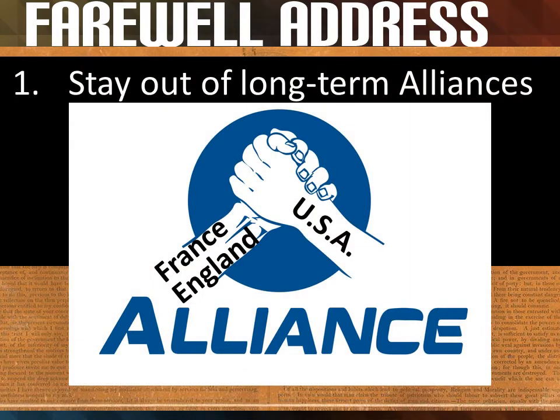Number one, stay out of long-term alliances with other countries. So this is like alliances when you say, okay, we got your back, we're your friend, don't worry, we got you. But think about what Washington was worried about: if, let's say, we were in an alliance with England, and England fights with another country, that means we have to go fight and support England and help them out when we're not the ones who caused the fight in the first place. So Washington was saying, stay out of alliances because they are just going to drag us into war.